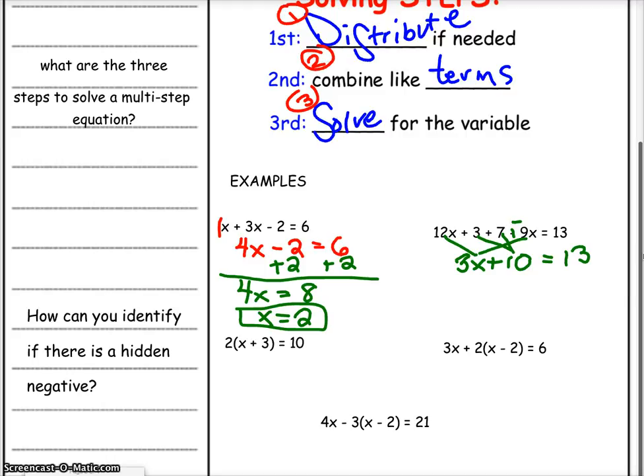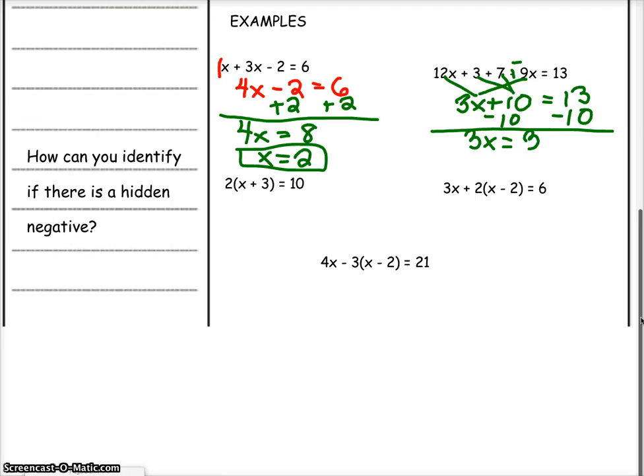Now I start doing the opposite. I start doing the opposite because I'm trying to get rid. I'm not combining, I'm getting rid. So I need to get rid of 10. What's the opposite of 10? Subtract. Subtract. Do it to both sides. 3x equals 3. So what does x equal? 1. Yep, equals 1. It sure does equal 1.